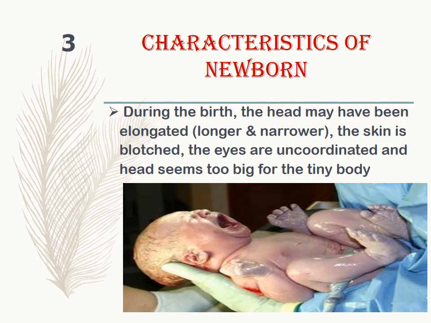So, some characteristics of the newborn baby. Let us see what all these characteristics are. During the birth, the head may have been elongated, that is made longer and narrower. The skin is blotched. The eyes are uncoordinated and the head seems too big for the tiny baby.